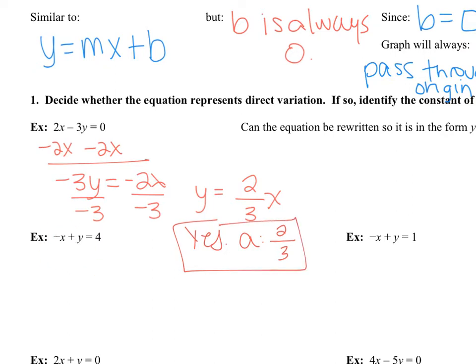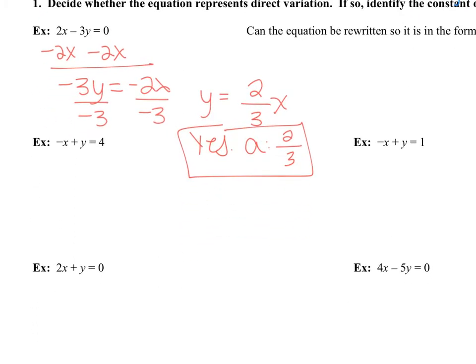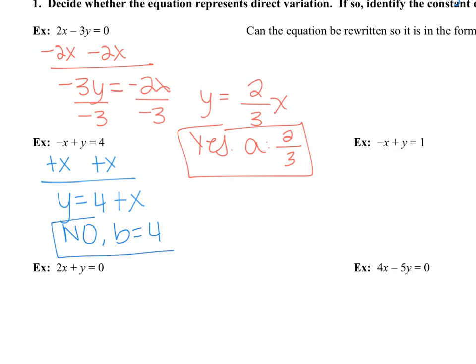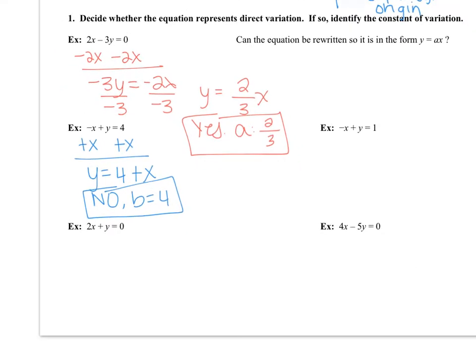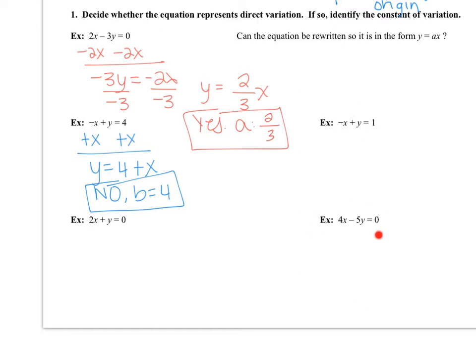So I'm going to look at this example just for a second, and then I'll have you do some practice on your own. In this example, if I want to isolate y, I would add x to both sides. So I'd get y equals 4 plus x. If I'm looking at this equation trying to decide if it's direct variation, I want to see if b is 0. If the y-intercept is 0, then it's direct variation, but b is 4. So no, it is not direct variation because b is 4. So you're going to pause the video, and you're going to try these 3 examples. Press play when you're ready to check your answers.